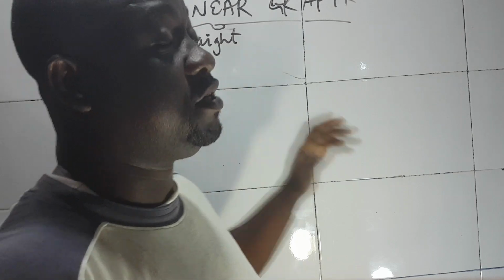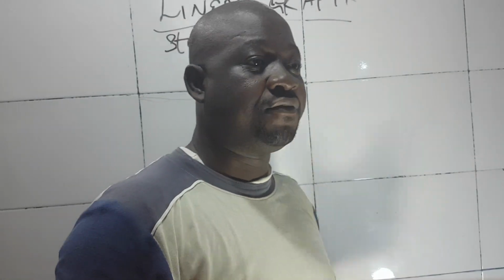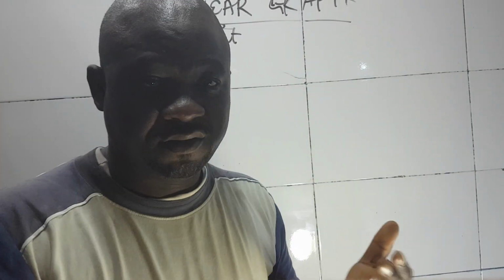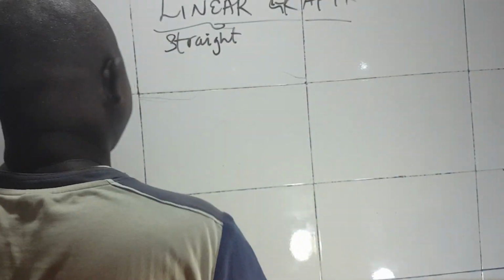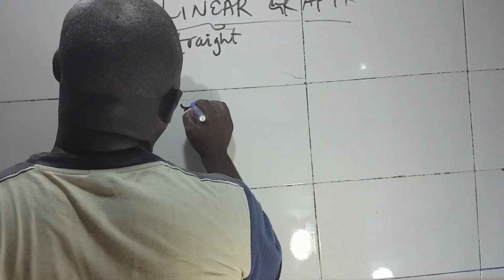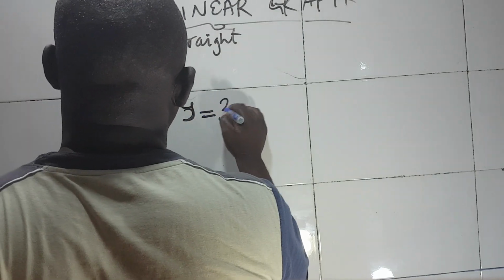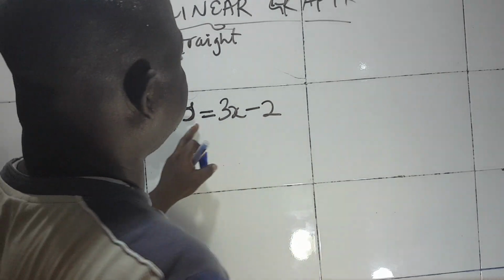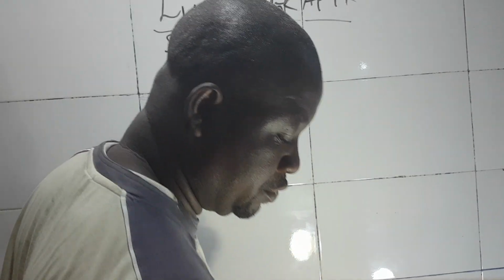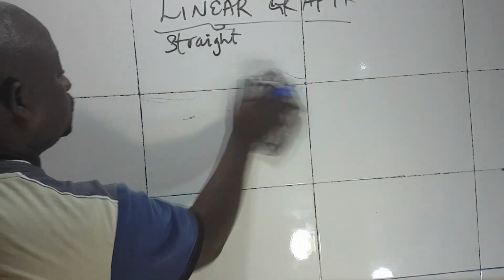But let's follow this, which is a line graph. In line graph, you are going to have variations. A direct variation, or it can be an inverse variation. But basically, since it's linear, it's going to be a direct variation. If I say, let's say we have y is equal to 3x minus 2. This is the equation. y is equal to 3x minus 2.